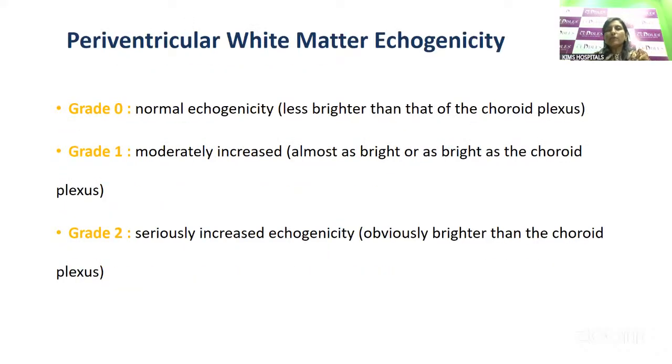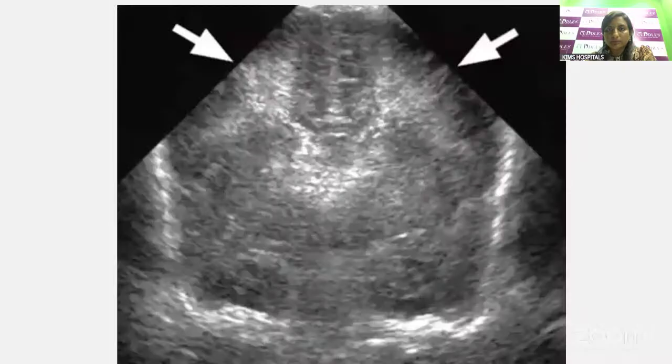And how is grading of periventricular white matter done? So we compare with the choroid plexus. In grade 0, the echogenicity is normal, that is, it is less bright compared to the choroid plexus. In grade 1, it is almost as bright as the choroid plexus. And in grade 2, it is much brighter when compared to the choroid plexus.